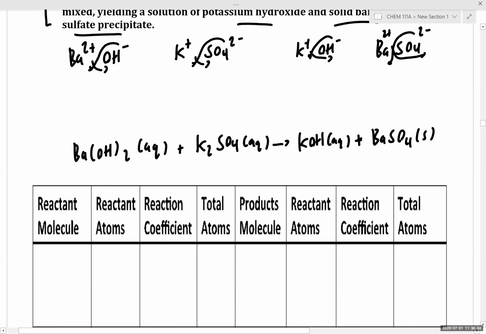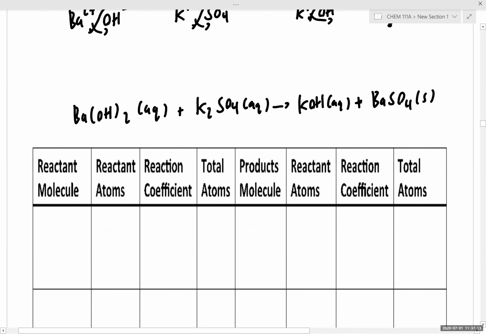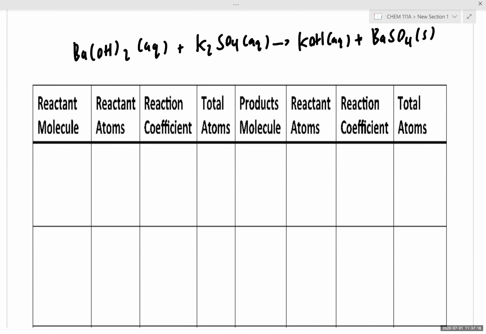Okay, so now that we have our unbalanced equation, let's take another minute and a half and try to balance this equation. And if you want, you can use the provided table below to count the atoms of each element on the reactant and product side and attempt to adjust the coefficients. So we'll discuss in about another minute and a half.